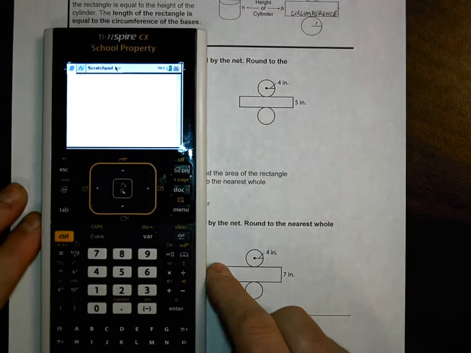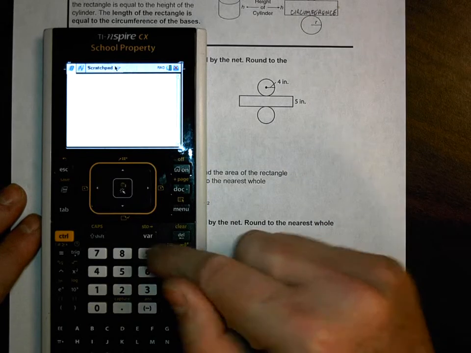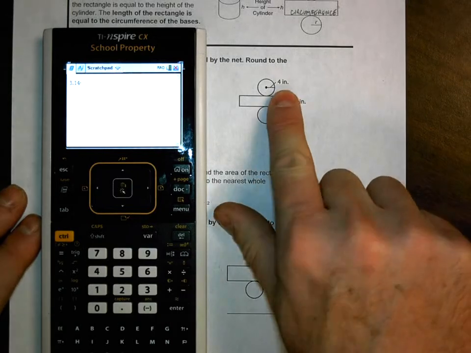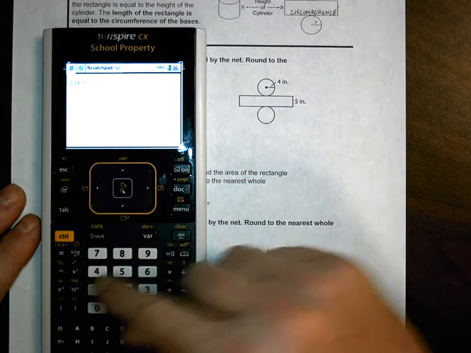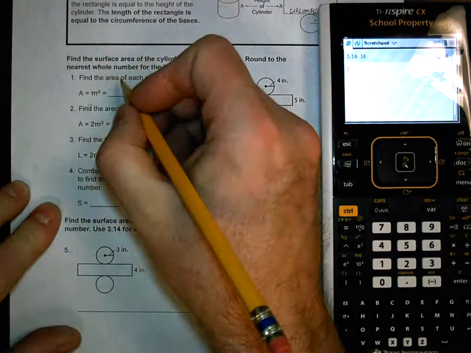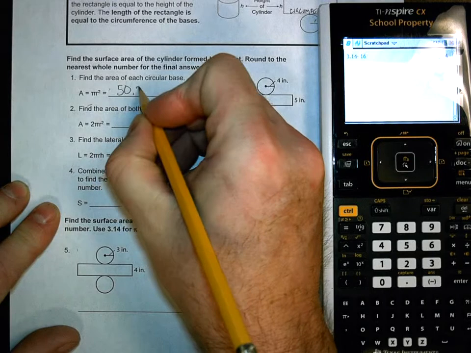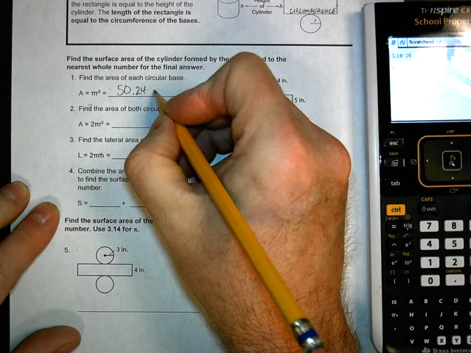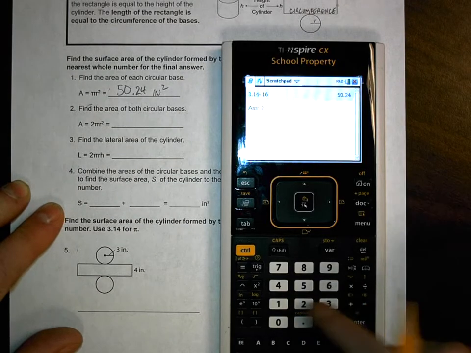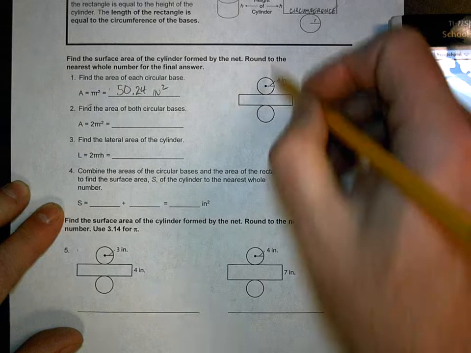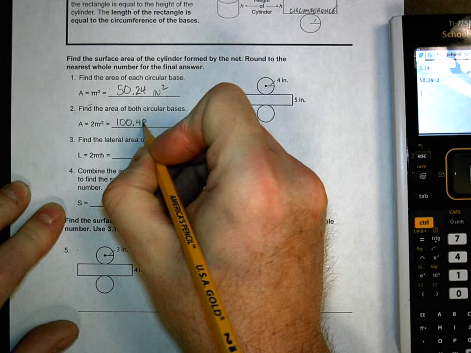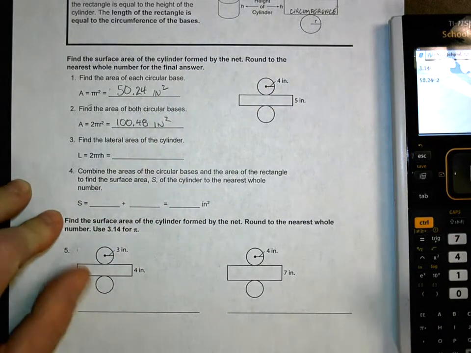Okay, so I'm going to do pi r squared, so 3.14 times r squared. 4 squared is 16. So the area of one of those is 50.24, and we're using square inches. So I'm going to multiply this by 2. Remember, there's a top and a bottom base, and I came up with 100.48 square inches.